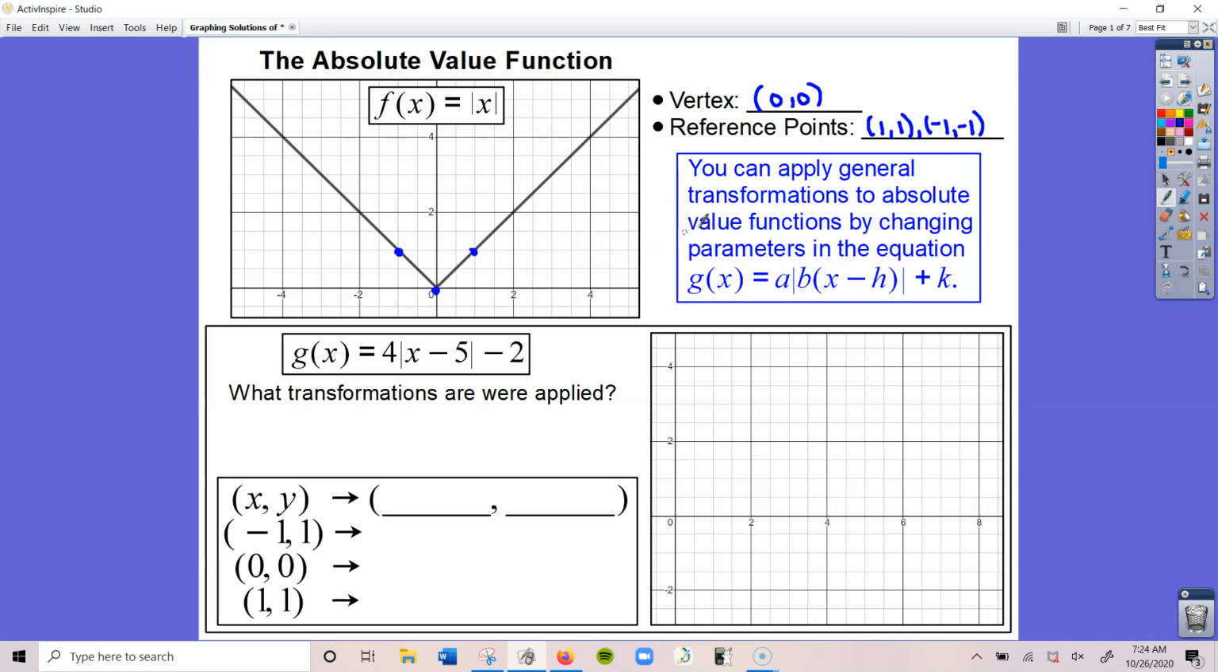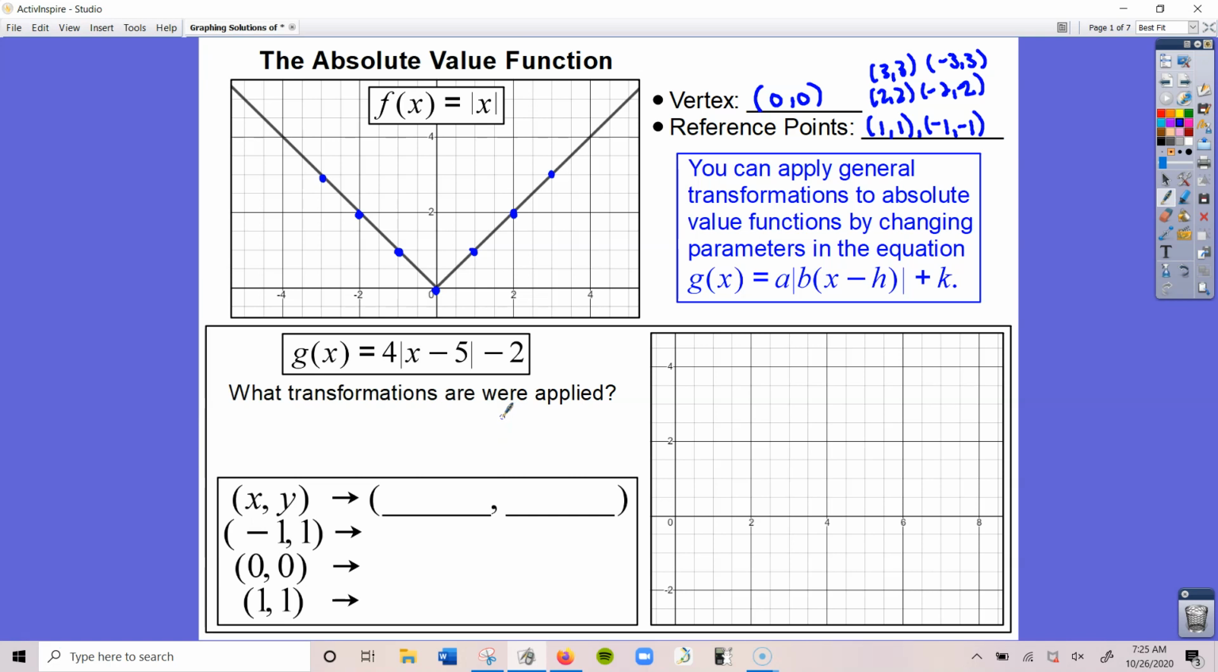However, you can use other reference points such as (2, 2), (-2, 2), (3, 3), (-3, 3), and so on and so forth. You could basically use whatever reference points as long as they're located on our original function. Now let's have a look at how we would graph an absolute value function.